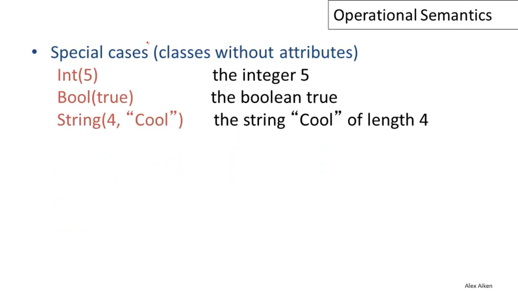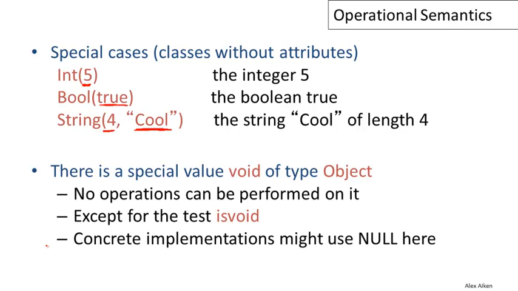There are a few special classes in Cool that don't have attribute names, and we'll have a special way of writing them. Integers only have a value, and that will just be written as int with a single value in parens, the value of the integer. Similarly for booleans, they have a single value, true or false. And strings have two properties, the length of the string and the string constant. There's also a special value void of type object, and we'll use the term void in our operational semantics to represent it.